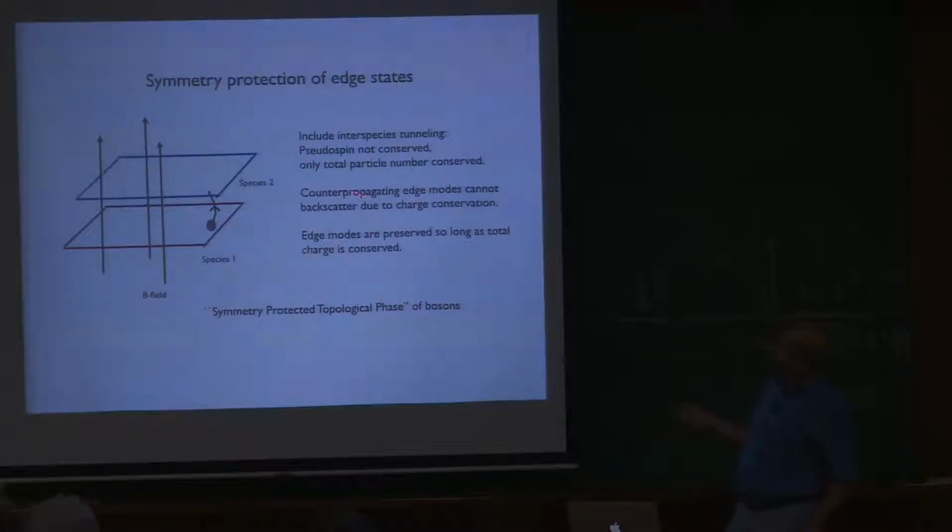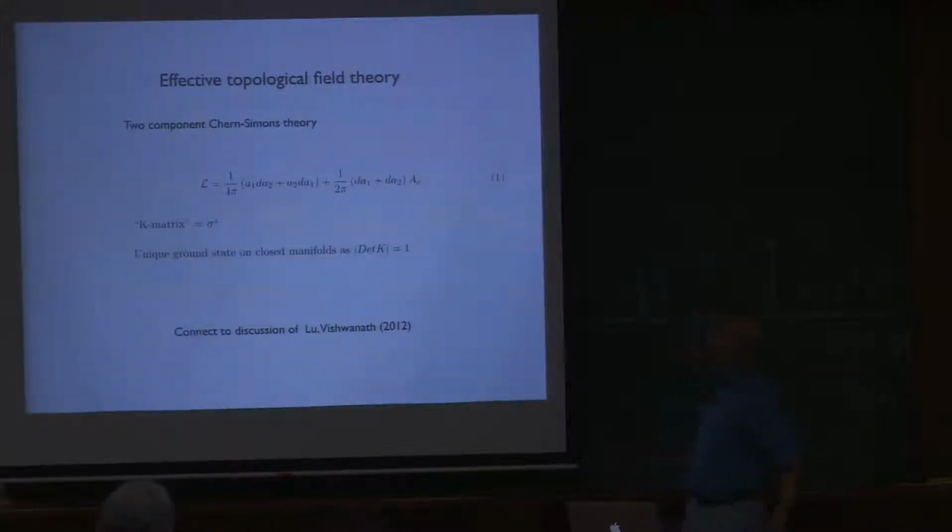So this is what I already said. We can include interspecies tunneling, and then the pseudospin is not conserved, but the counterpropagating edge modes are preserved so long as total charge is conserved. Okay? So it's interesting to write down the topological field theory. What I wrote down so far was the response theory. But what is the topological field theory?